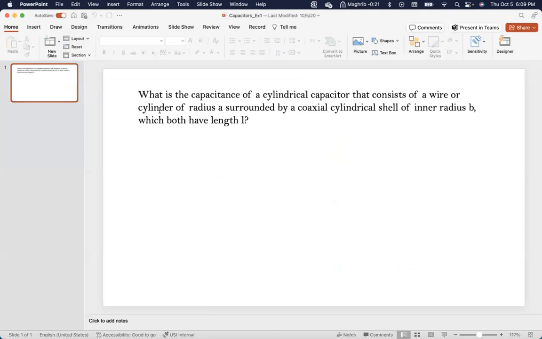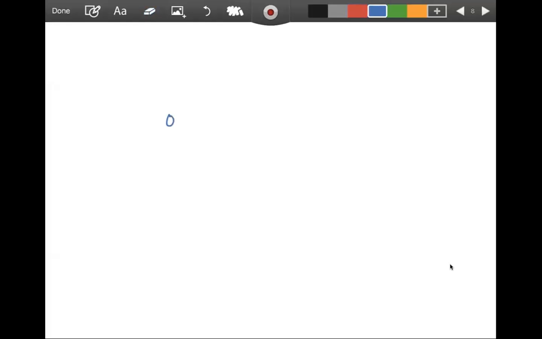So this says, what is the capacitance of a cylindrical capacitor that consists of a wire or cylinder of radius A surrounded by a coaxial cylindrical shell of inner radius B, which has a length of L. Good. So let's bring this one back up. So let's draw this. All this is saying is that on the inside, I have some solid cylinder, let's say, which has a charge per unit length lambda, and this guy has a radius of A.